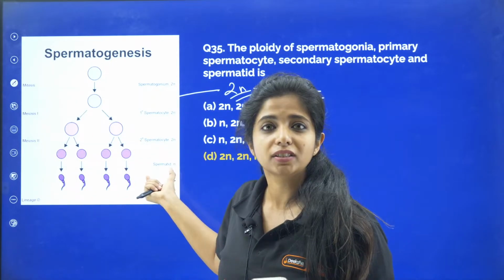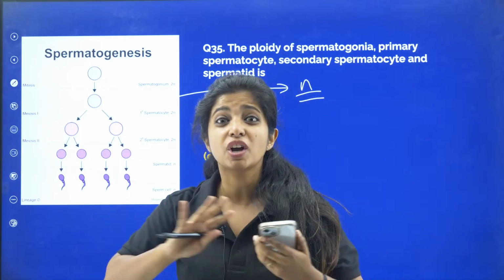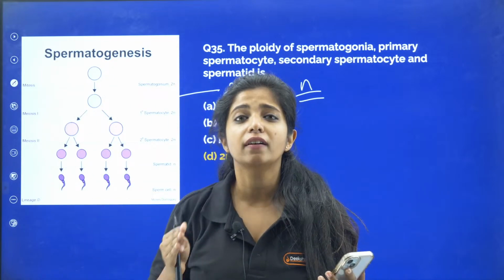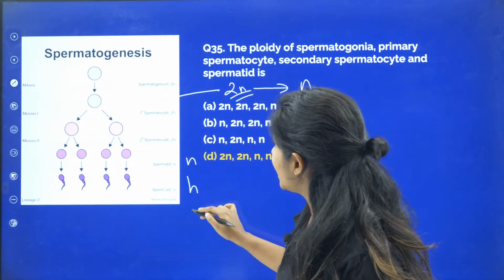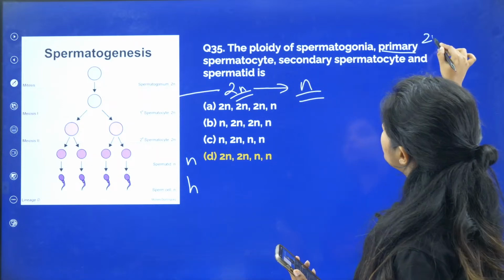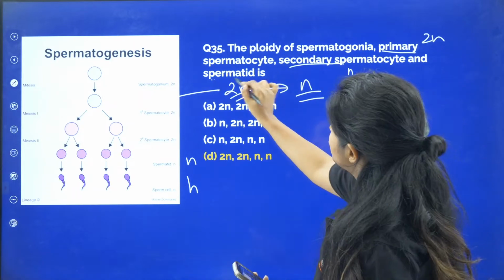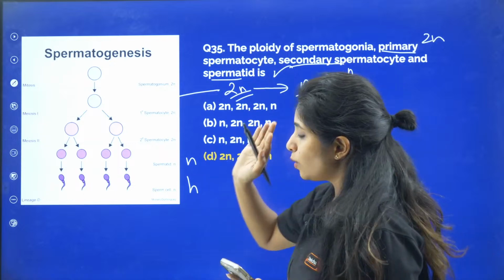What do you call this? You call this spermatid. It's like a kid, it is not mature, yeah? To make it mature, you have to convert it into what? Spermatozoa. From here to here, all of them are going to be N. So you already got your answer. This is going to be 2N, this is going to be N, and this is going to be what? N as well.